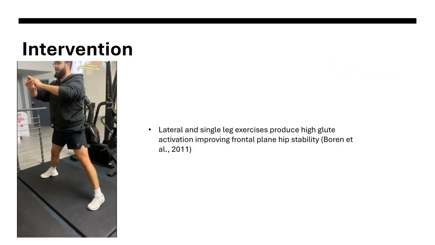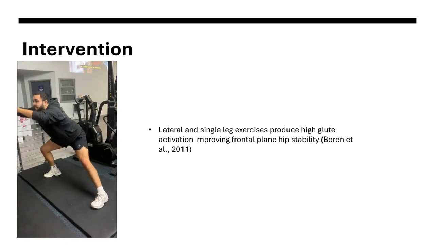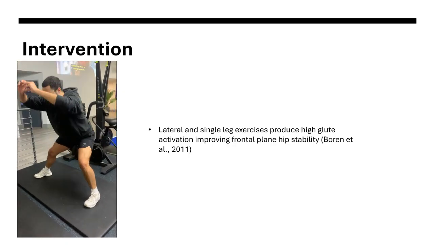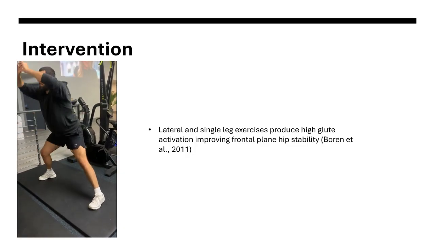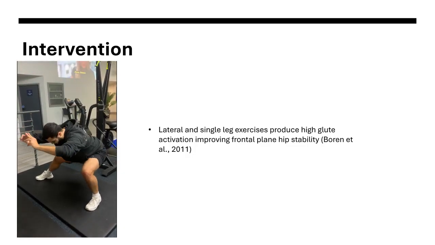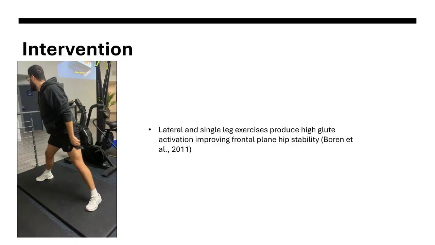We also use Cossack style hinges to load the right hip in end range. Research shows that lateral and single leg exercises such as lateral step ups and single leg squats produce high glute activation and improve pelvic and knee stability. Faris struggles to load into his right hip in this movement, which again aligns with the asymmetries that we saw earlier.